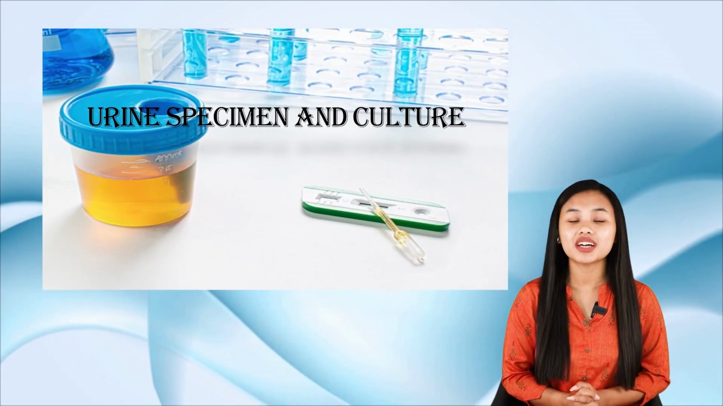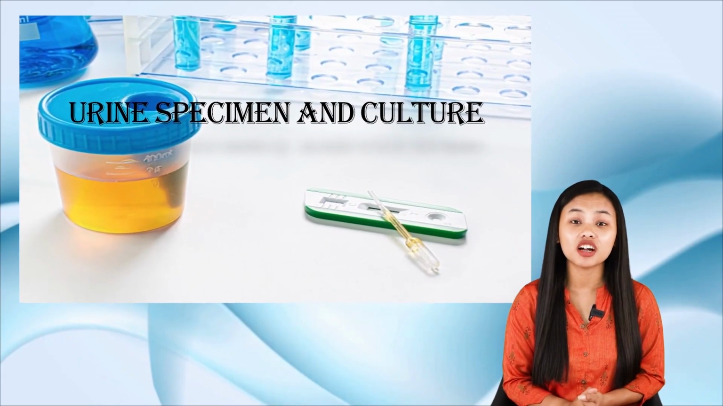So in our previous session, we started discussing the process of urinary elimination, where we discussed the urinary system and how it functions, as well as the act of urination, and also the various types of specimen which we can collect depending on the diagnosis and the condition of the patient. In this session, we are going to discuss the urine specimen and culture.